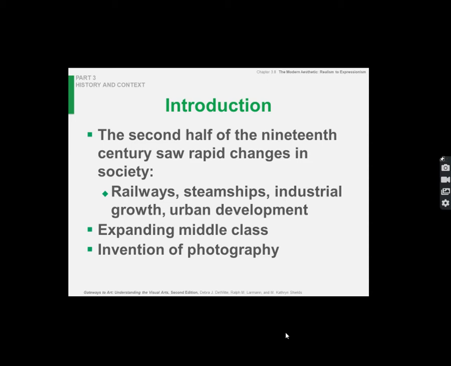So the second half of the 19th century saw rapid changes. We have railways, steamships, industrial growth, electricity. More people are moving to cities rather than staying out on farms, because fewer people are needed to run farms with electricity and machinery. And then we see a lot of growth in wealth, and we see an expanding middle class. So people in between the wealthy and the poor. And these people will have a little bit of money, and that's important to note because we'll see art styles just for them. And one of the more important things for art happens, and that is the invention of photography.